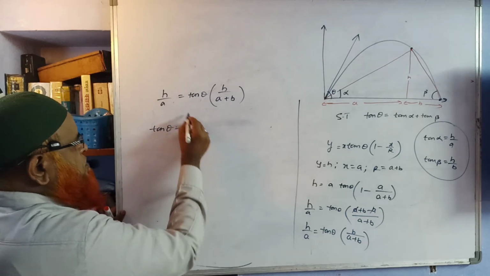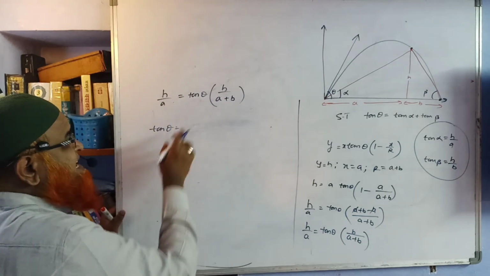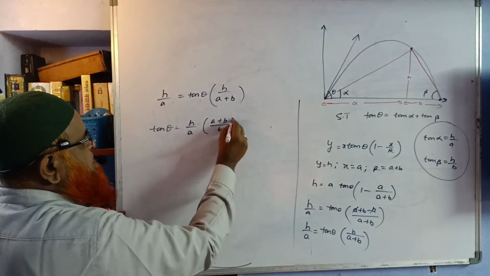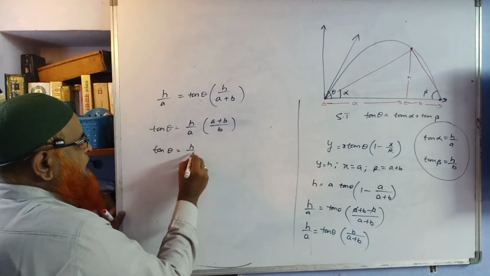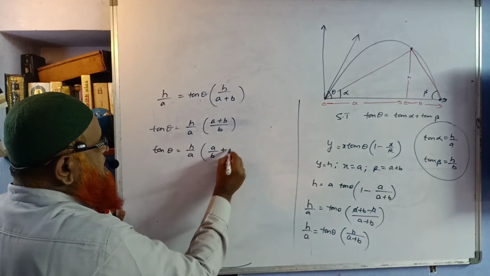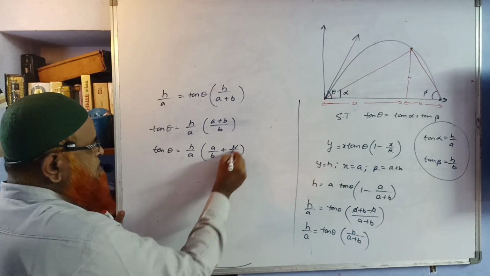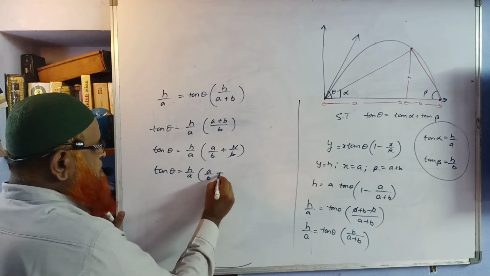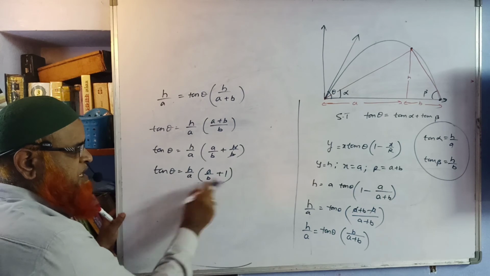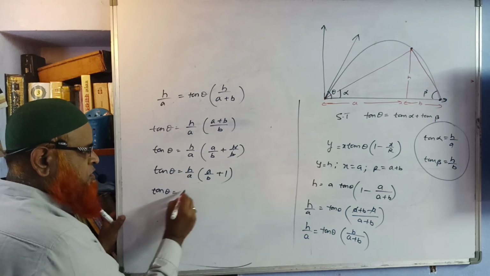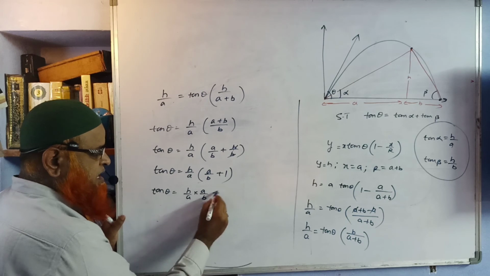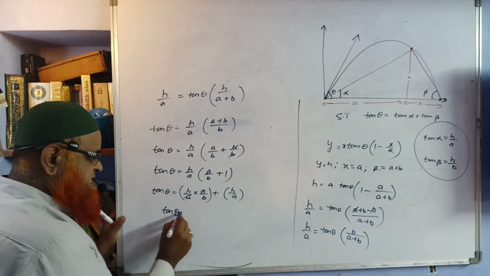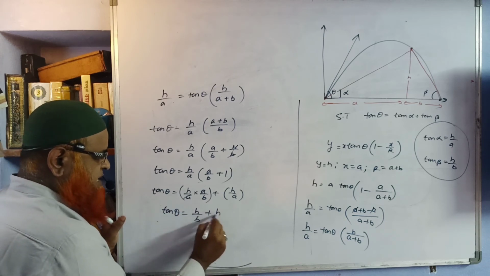So tan theta is equal to, this part you can send to the left side here, h by a into a plus b by b. So tan theta is equal to h by a into a by b plus b by b. So b gets cancelled, you get 1. So tan theta is equal to h by a into a by b plus 1. So after that, you can send this to the left side. So tan theta is equal to h by a into a by b plus h by a you are getting. So a gets cancelled here. Tan theta is equal to h by b plus h by a.